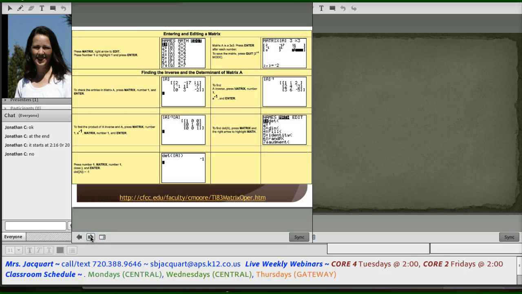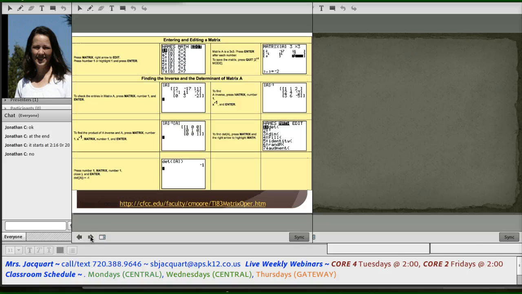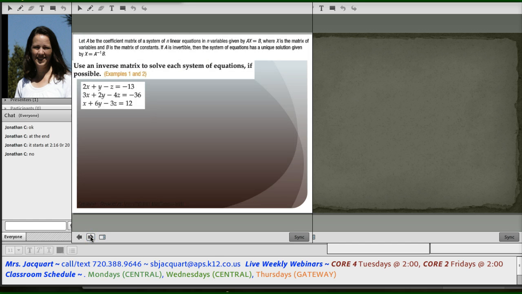I just wanted to show you this. I posted this in Schoology. It shows you how to insert matrices into a graphing calculator, because one component I want you to look at today is an inverse. A graphing calculator can do an inverse of a matrix. You can also do a determinant, but I'm not going to show you how to do that one. So here's our rule.